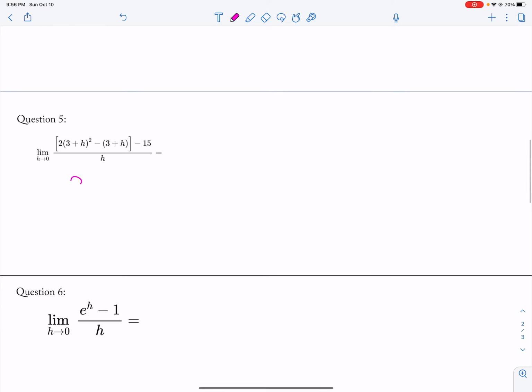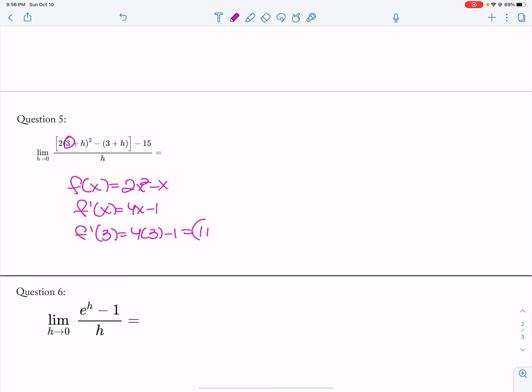And then here, my f of x is equal to 2x squared minus x. So the derivative, ooh, my handwriting's terrible right now. f prime of x is equal to 4x minus 1. And I'm trying to figure out what happens at 3. So f prime of 3 is equal to 4 times 3 minus 1, which is 11. And then there's question 6, and that is it for this section.